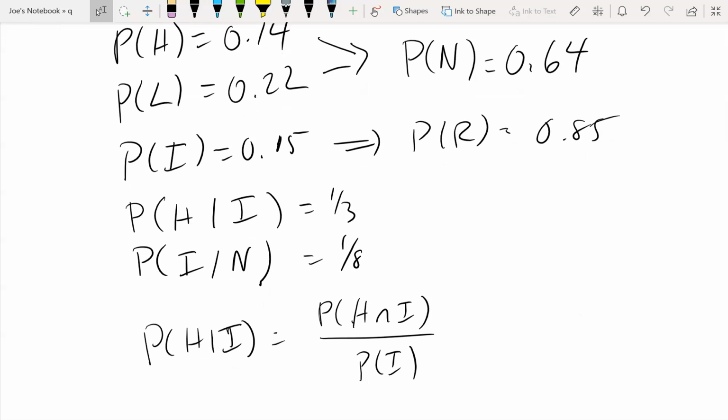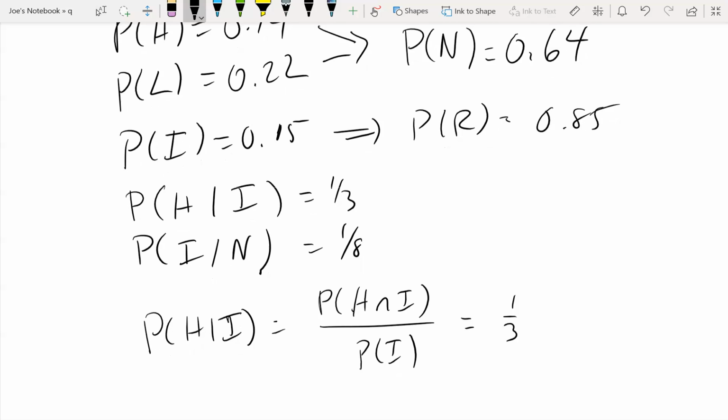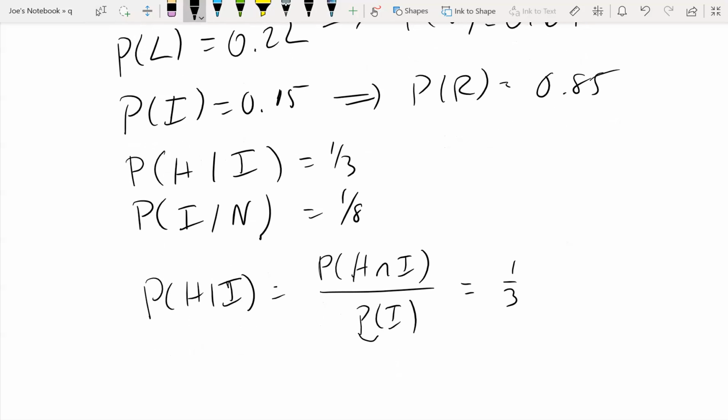I know the probability of H given I is 1/3, right? And we know the probability of I is 0.15, right? This part right here is 0.15. So we can get to the probability of H intersect I is 0.05, right?